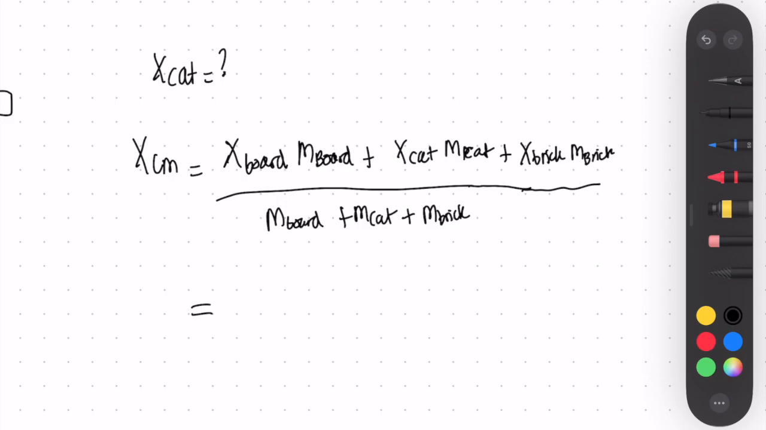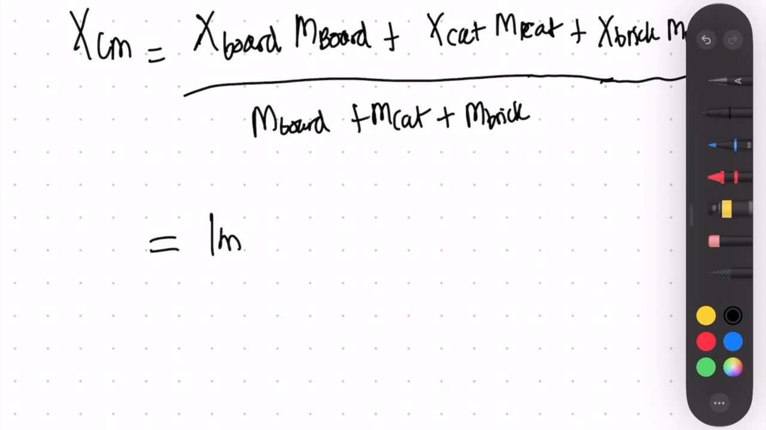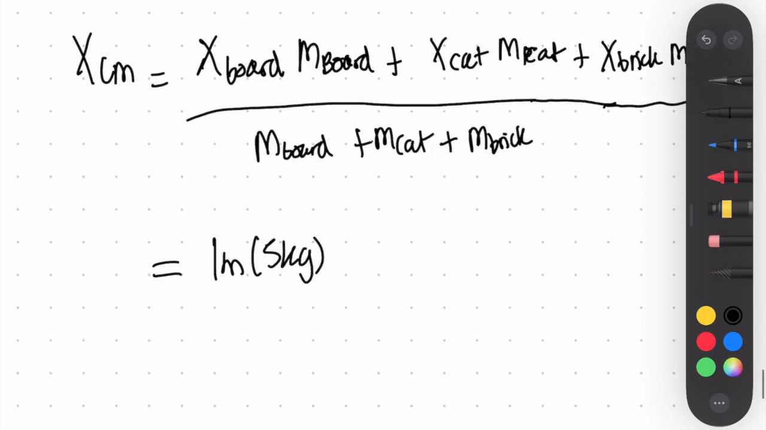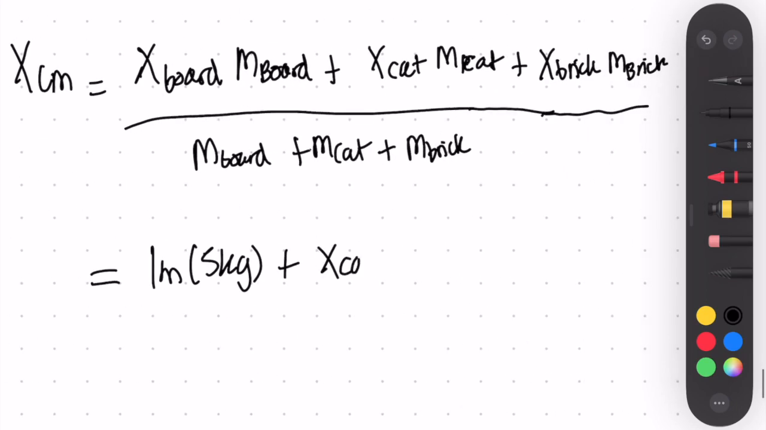So the center of mass of the board was what? Someone type it in the chat here, or use your mic. What was the center of mass of the board? So center of mass of the board was 1, right? So it was 1 meter to the right of that edge of the surface, right? And then the mass of it was 5 kilograms, right? And then the center of mass of the cat is what we're trying to figure out. Mass of the cat was 6 kilograms, right? How about the center of mass of the brick?